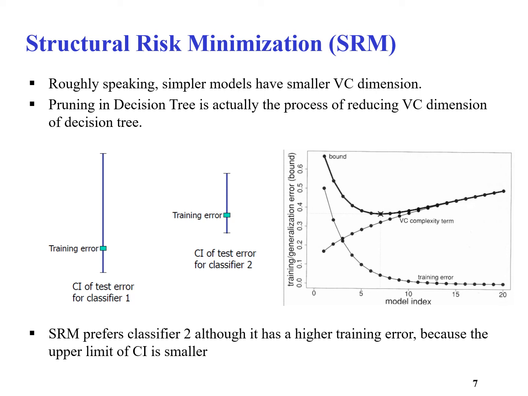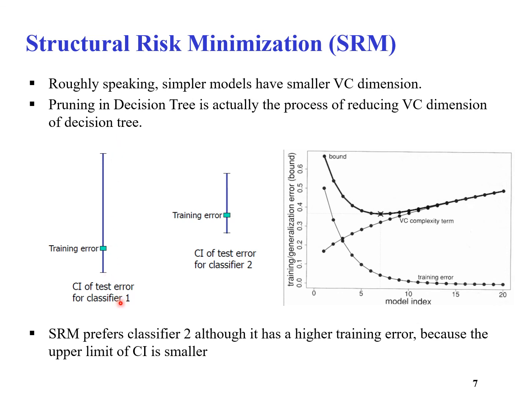This slide shows the importance of Bayesian dimension and the regularization term. Roughly speaking, as I said, simpler models have smaller Bayesian dimension. In decision trees, we have learned pruning. Actually, pruning in a decision tree is the process of reducing the Bayesian dimension of the tree. Pruning makes the tree smaller, more compact, simpler, right? By doing so, you can reduce the Bayesian dimension of the decision tree. That's what we did in decision trees.